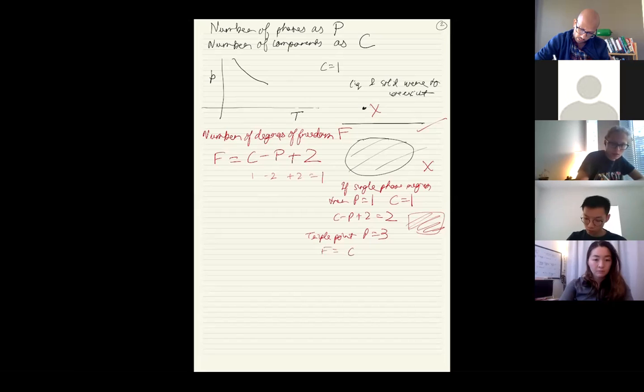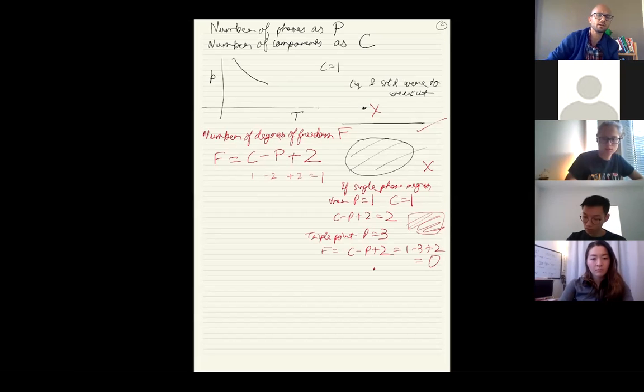F is equal to C minus P plus 2, which is equal to 1 minus 3 plus 2, which is equal to 0. No degrees of freedom, it's going to be 1. So I already mentioned to you that water has the number of degrees of freedom in the triple point. In the diagram, it's not related to the number of degrees of freedom that we did earlier in equipartition. No, it is degrees of freedom in this curve, in this pressure temperature map.